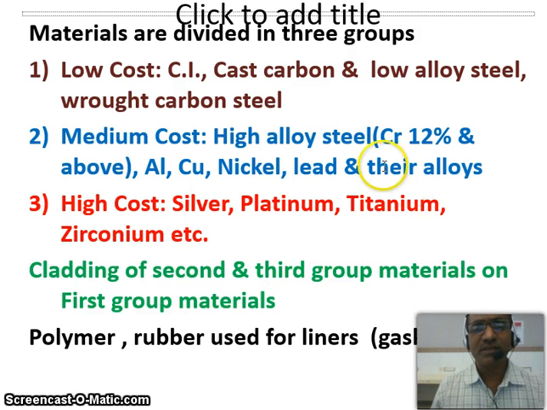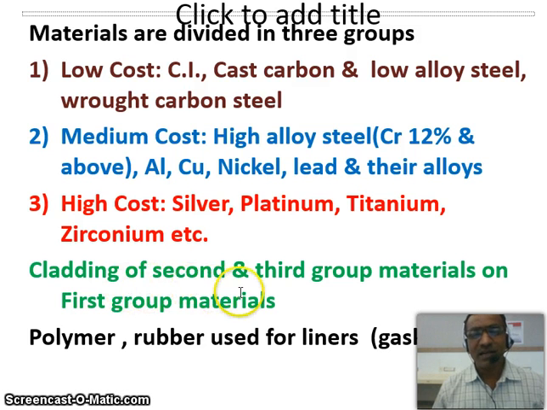In a normal case, materials are divided into three groups. They are the low cost type of materials, which include materials such as cast iron, carbon steel, low alloy steel, wrought carbon steel. The second group is of medium cost type of materials that includes high alloy steel with chromium percent 12% and more, aluminum, nickel, copper, lead and their alloys. High cost alloys generally consist of materials like silver, platinum, titanium, zirconium, etc.